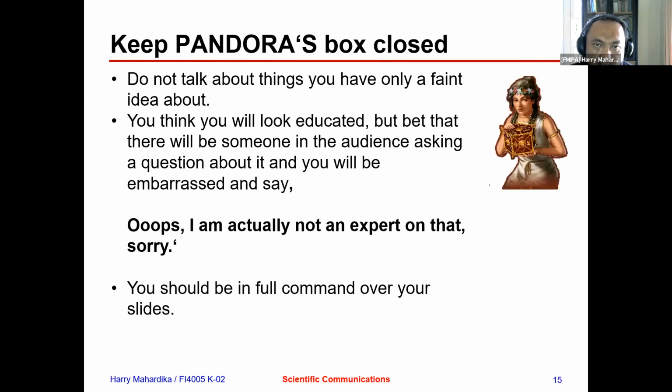Okay. And then keep Pandora's box closed. It means that you don't show the audience your lack of ability on certain things. So you don't say, oh, I'm sorry, I'm not an expert in quantum mechanics, for example. No, you may say that you are not an expert in terms of superconductivity, for example, or that you are not an expert in terms of string theory, for example. But you shouldn't mention that during your presentation.